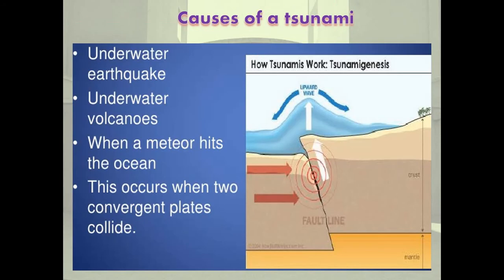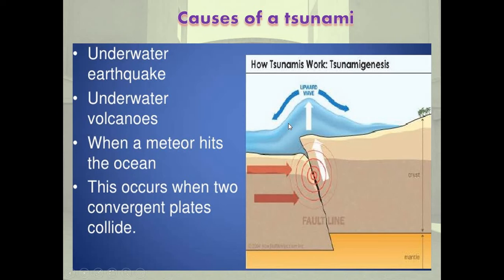Third one is causes of tsunami. Here two plates are moved in upward and downward directions. These are the centers of the earthquake points, and waves move in the upward direction. And this is the sea level height.